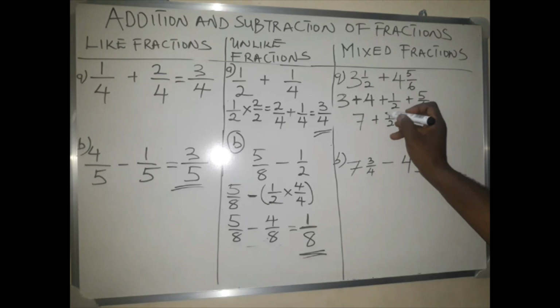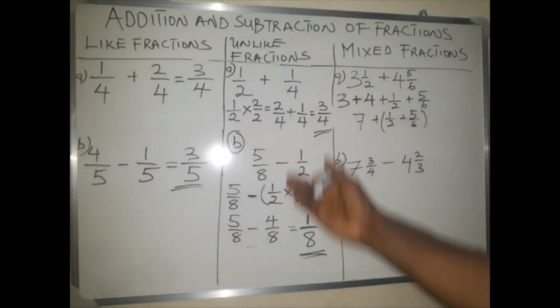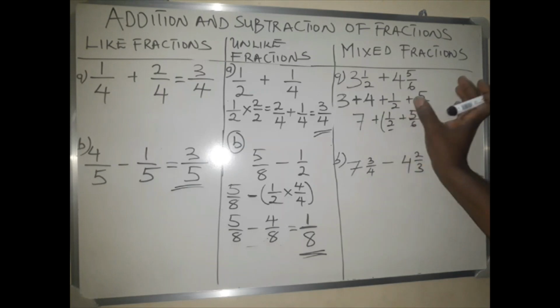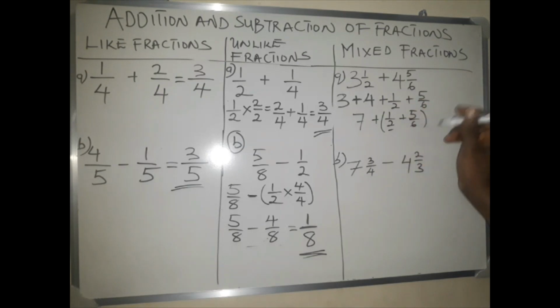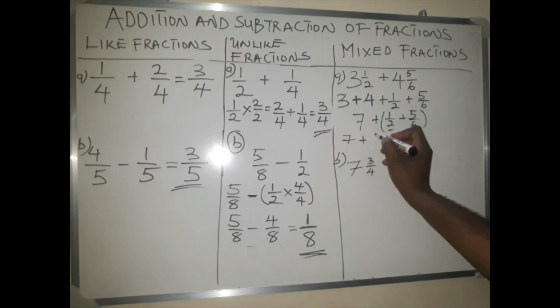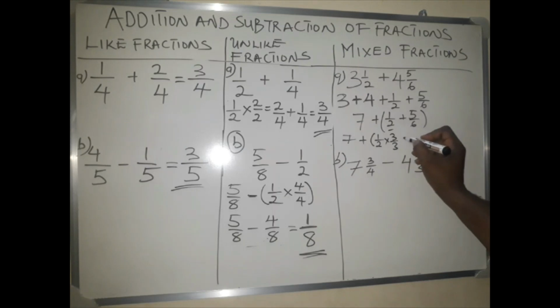5/6. Now these two here, you can see that they are unlike fractions. So what you do is like what we've done here. You convert this so that its denominator will now be the same as this. So we can now add it very easily. To convert this so that it will have the same denominator as this, you have 7, and in brackets, you have 1/2 times 3/3 plus 5/6. Let me create some more space.